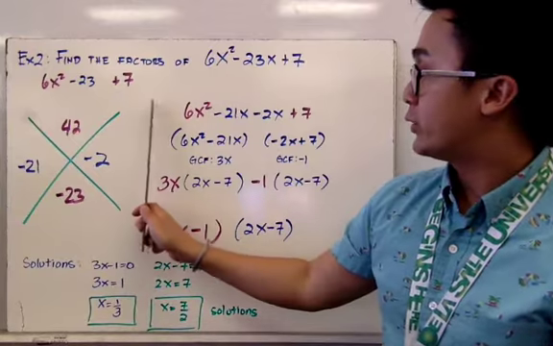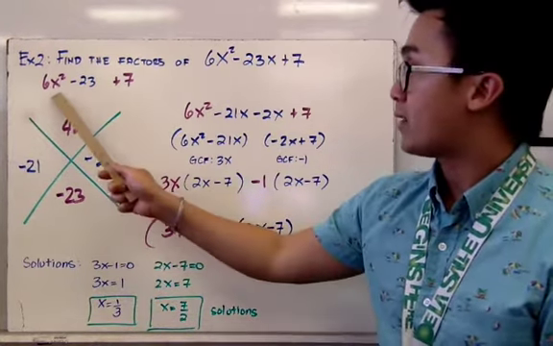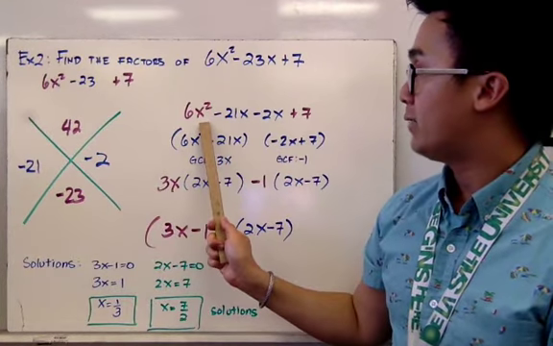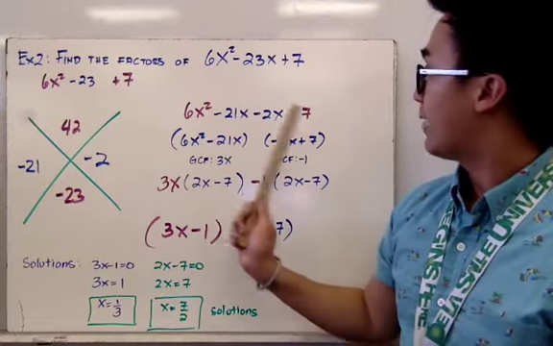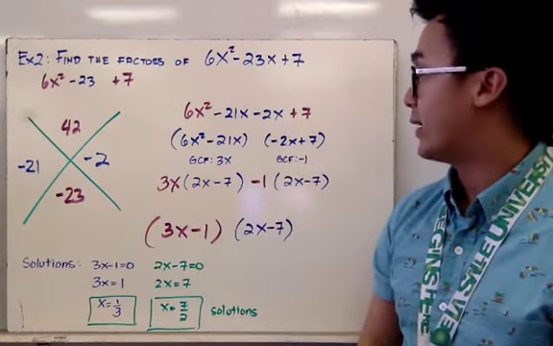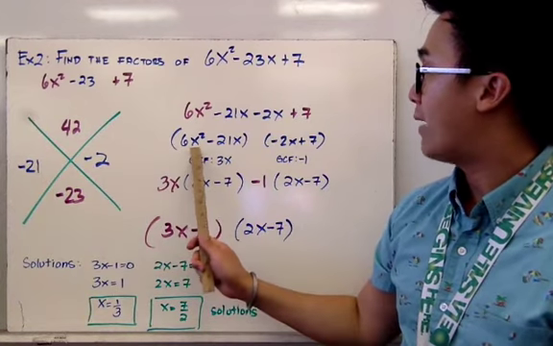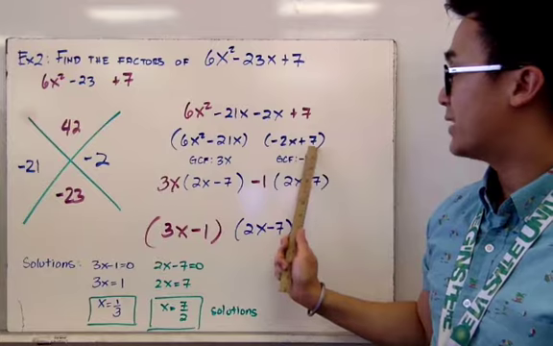So now we're moving on to the second stage of our factoring method. So copying the first term, which is 6x squared, the new middle term will now be 21x minus 2x, and then we'll just copy our last term, which is positive 7. And by grouping, we now have 6x squared minus 21x, and we have negative 2x plus 7.